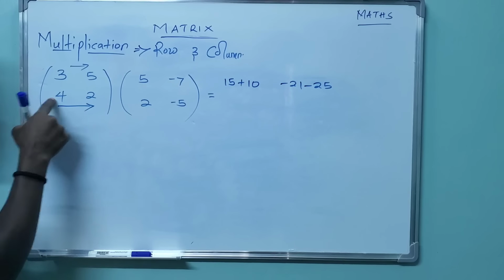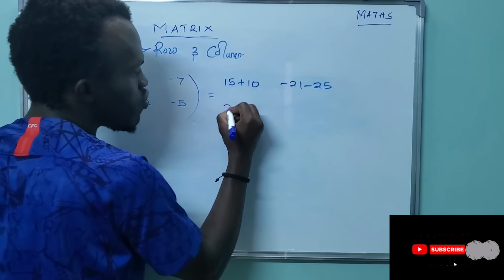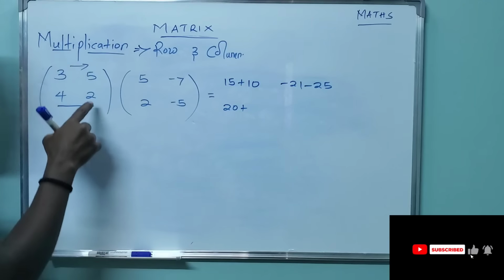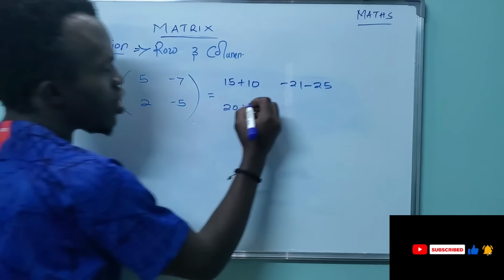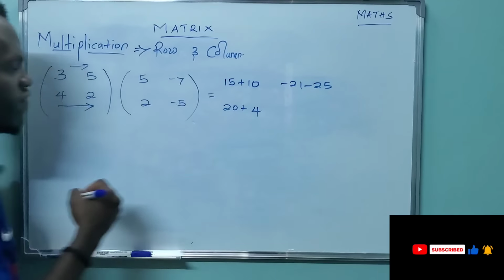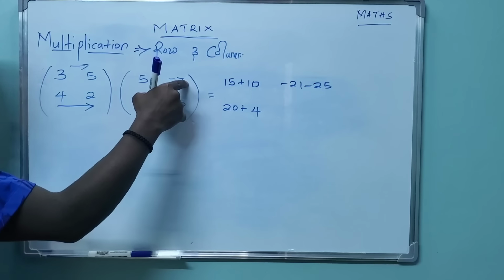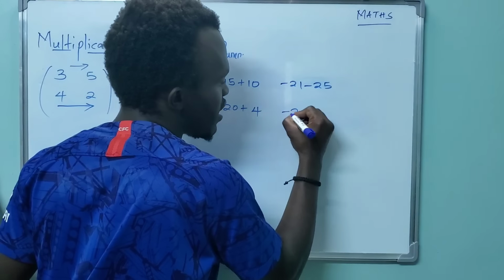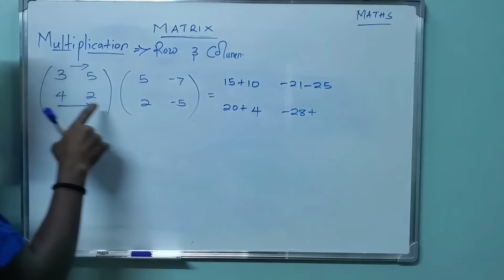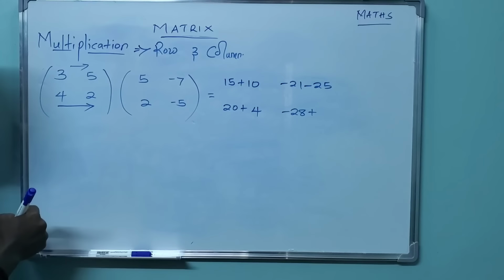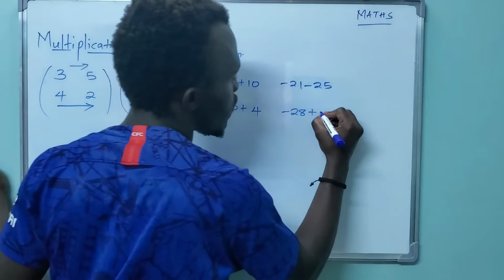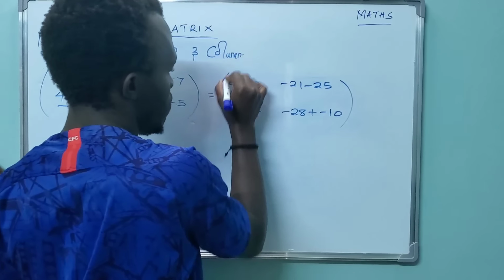That is 4 multiplied by 5, we are going to have there 20, plus 2 multiplied by 2, we are going to have there 4. Then on the second part, we are going to have here 4 multiplied by -7, that is going to be -28, plus 2 multiplied by -5, we are going to have there -10.